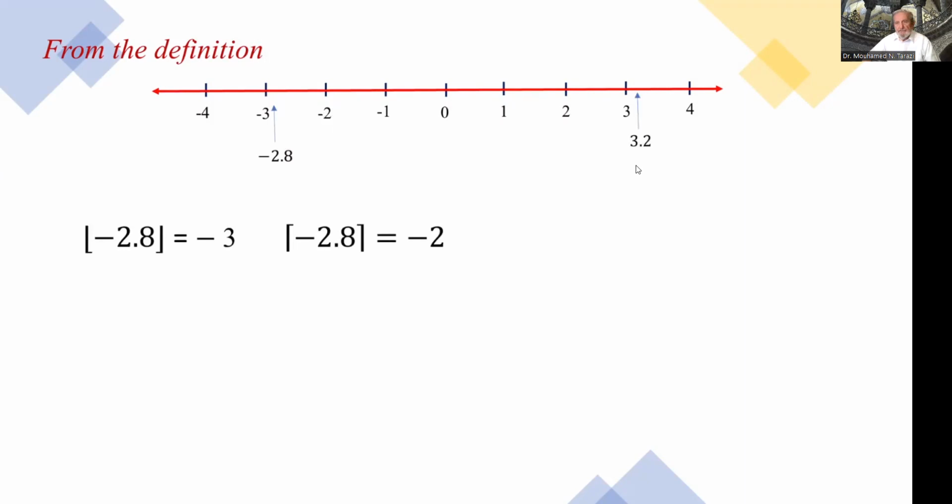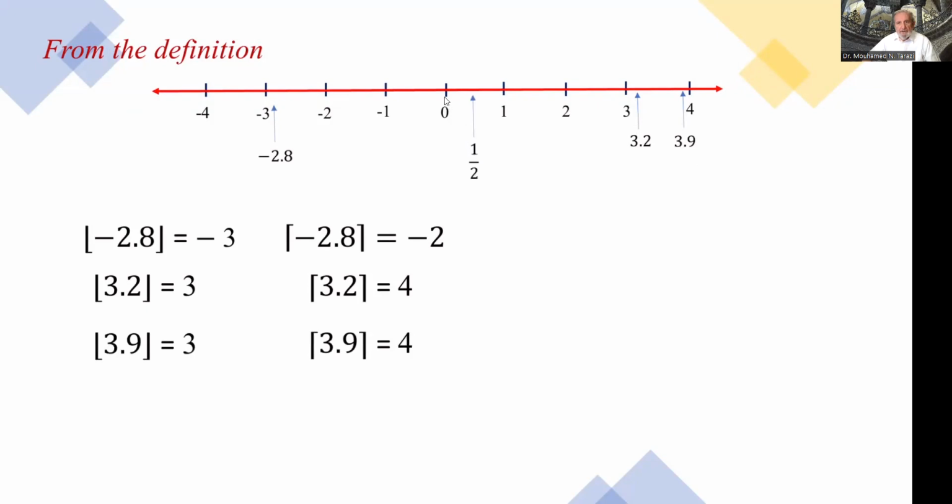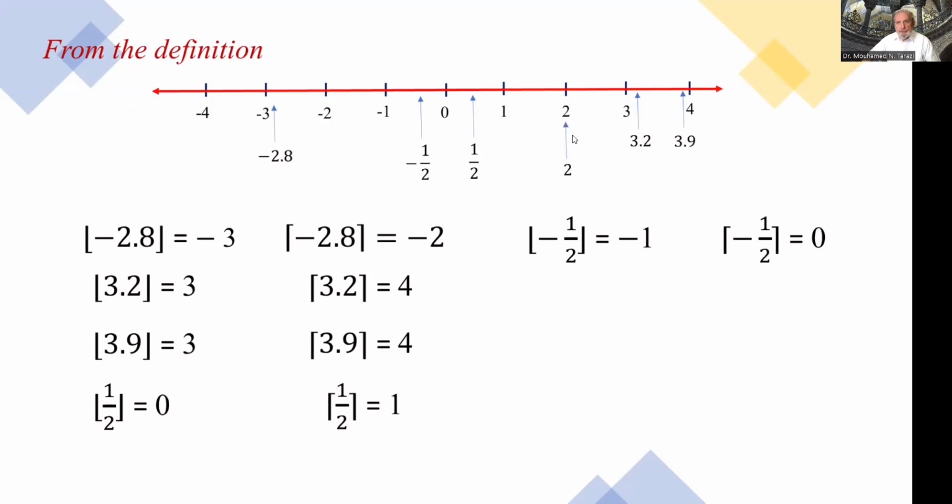If I take now this one here, its floor is 3, and its ceiling is 4. If I take now this one, it's exactly the same as this. The floor of 3.9 is 3, and the ceiling of 3.9 is 4. If you take 1/2 here, 0 is the floor of 1/2, and 1 is the ceiling of 1/2. If you take minus 1/2, the floor is minus 1, and the ceiling is 0. If I take 2, it's an integer now, so the floor and the ceiling of 2 are the same as 2.